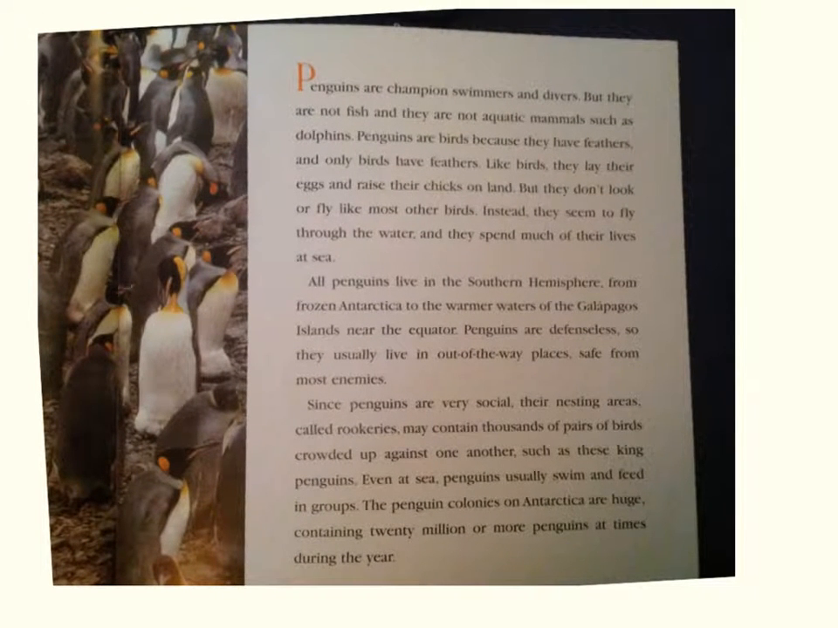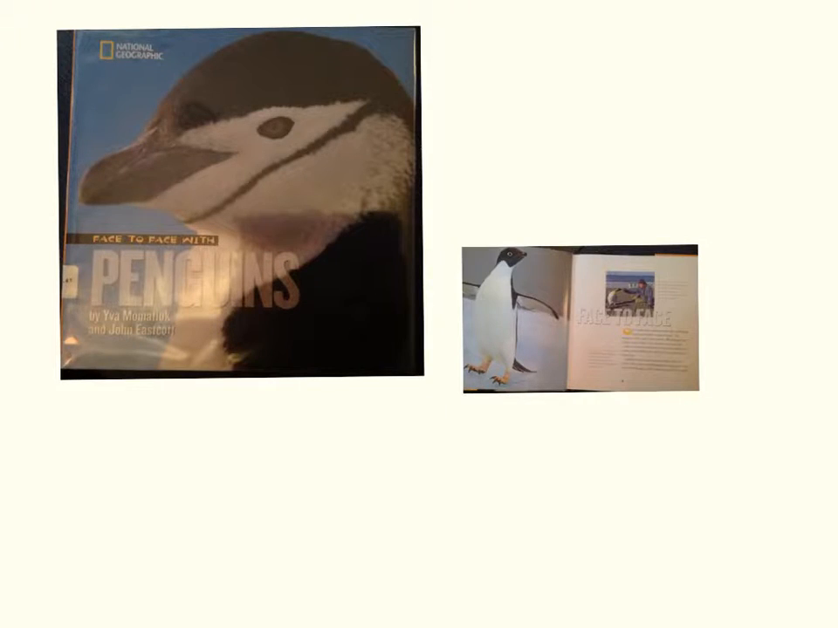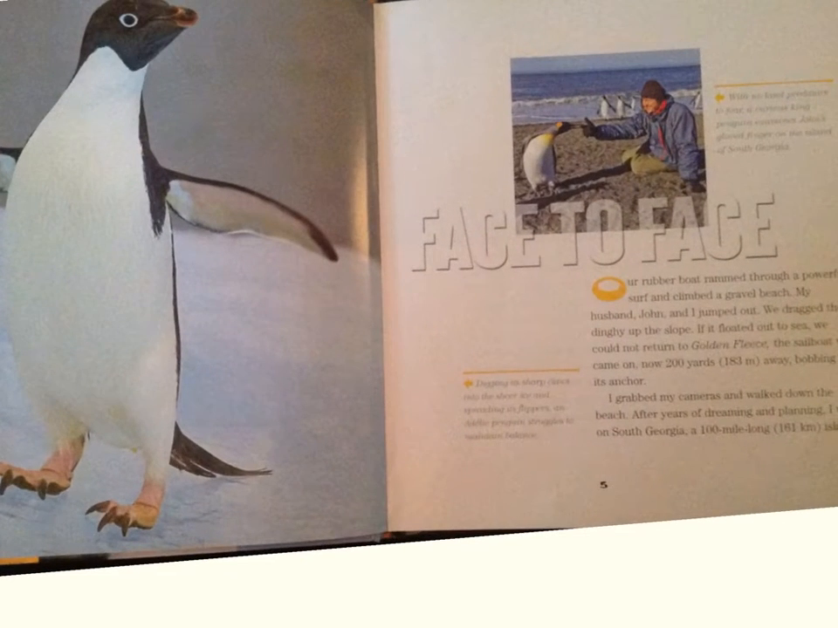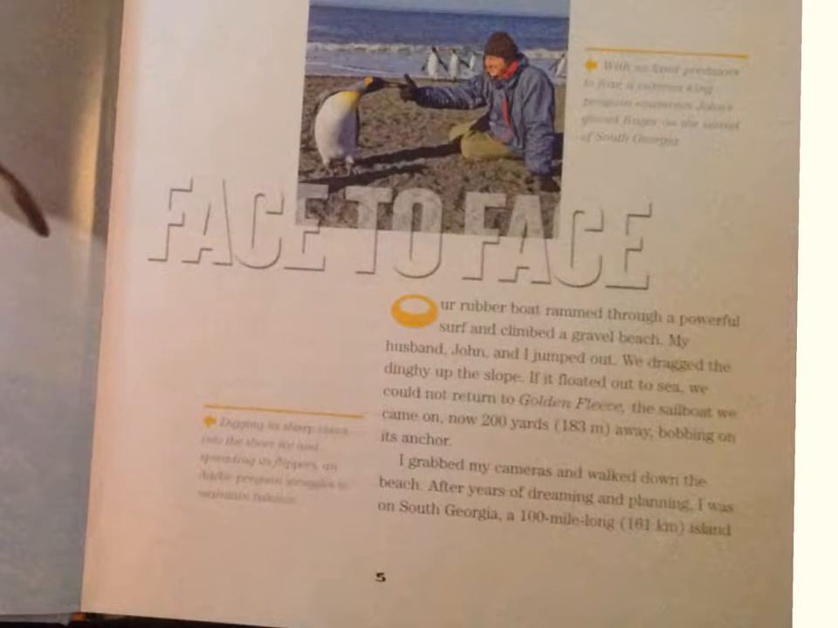Readers, think for a moment about how Seymour Simon writes. Think about the things that he chooses to include in his books and the things that he doesn't have. Readers, now we're going to take a look at the first page of the Face-to-Face with Penguins book. Go ahead and pause the video and read this first page together.